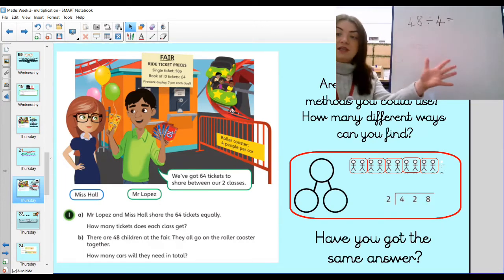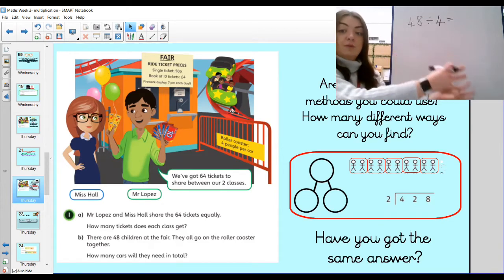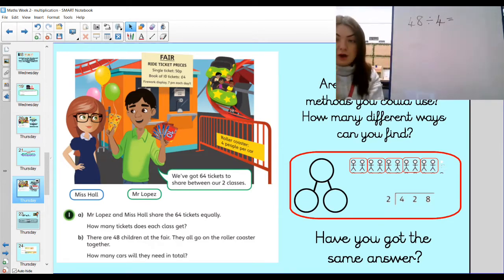Okay, so imagine those 48 children are stood in front of me. I'm going to put them into groups of 4. Off you go, off you go, off you go. And then that will let me see how many cars we will need to get. So there's my number sentence, okay? You could do your partition methods. That's the first method I'm going to go for.